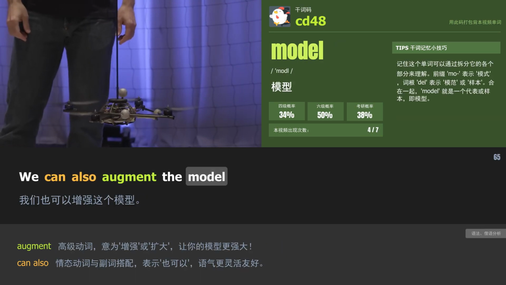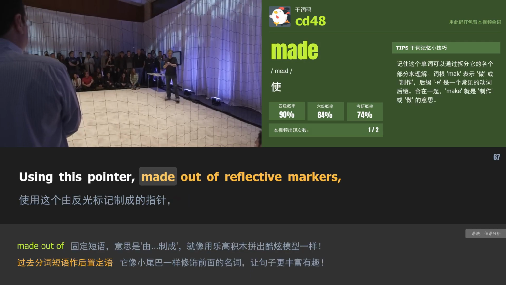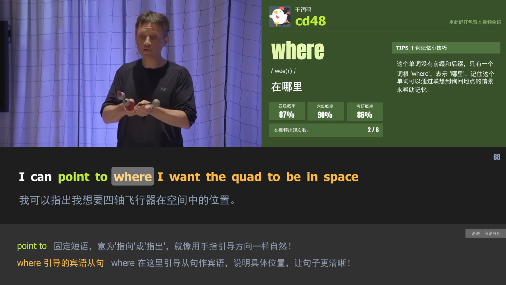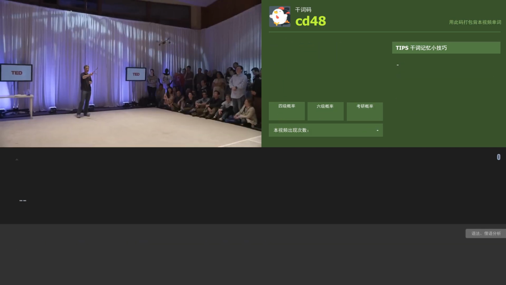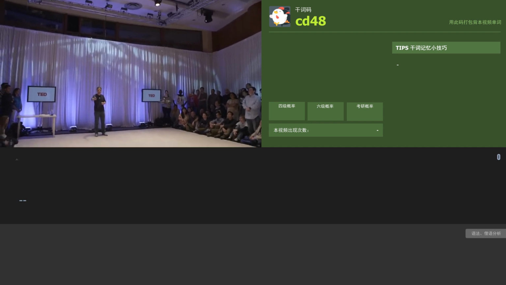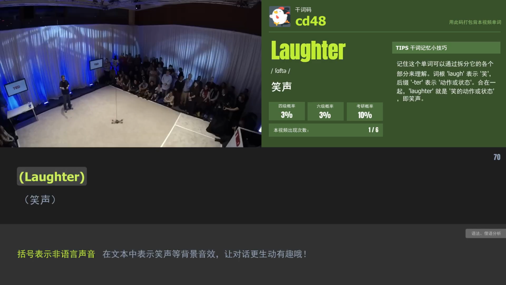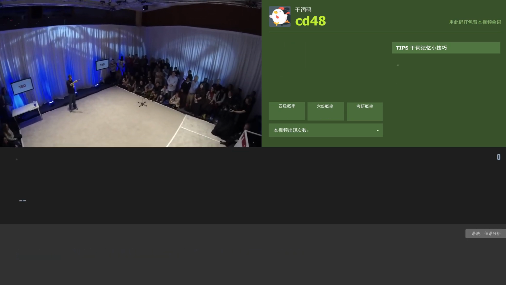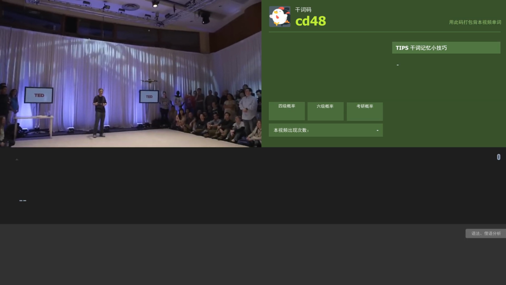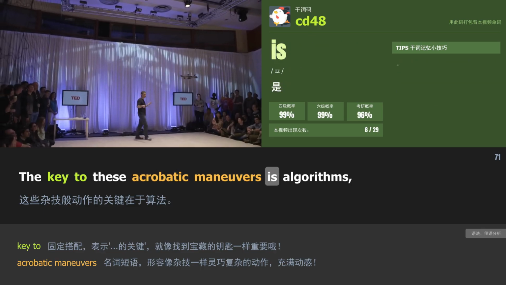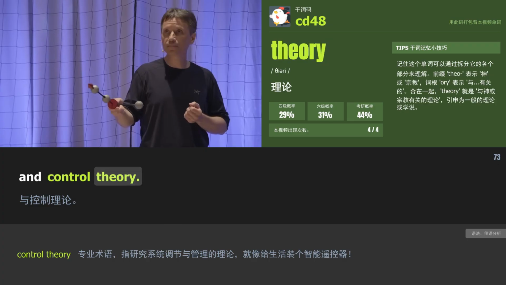We can also augment the model to include where we want the quad to be in space. Using this pointer, made out of reflective markers, I can point to where I want the quad to be in space, a fixed distance away from me. The key to these acrobatic maneuvers is algorithms, designed with the help of mathematical models and control theory.